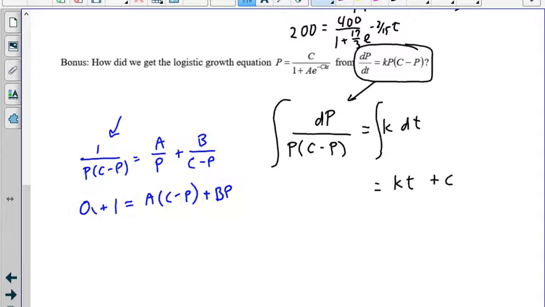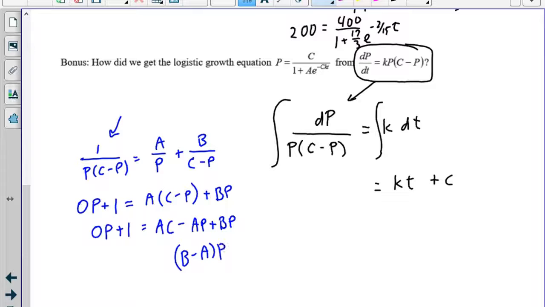Remember that 1 is the same thing as 0x plus 1. But in this case, our variable is actually p, so I'm going to make it 0p plus 1. So if I have ac minus ap plus bp equals 0p plus 1, notice that b minus a times p equals 0p, which means that b minus a equals 0.